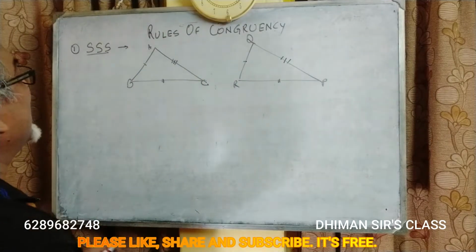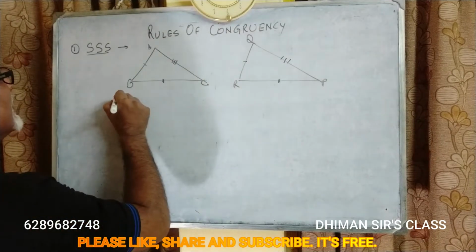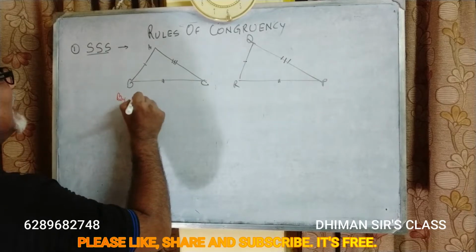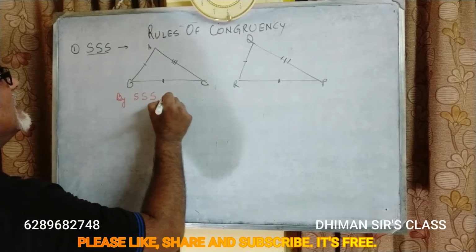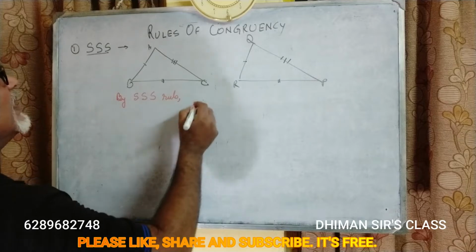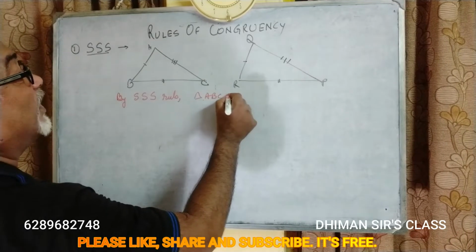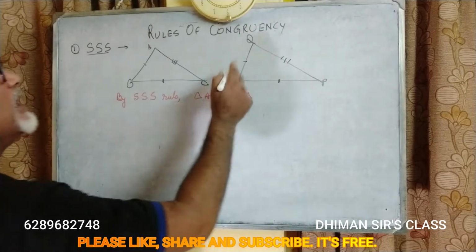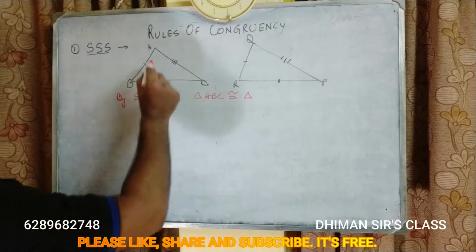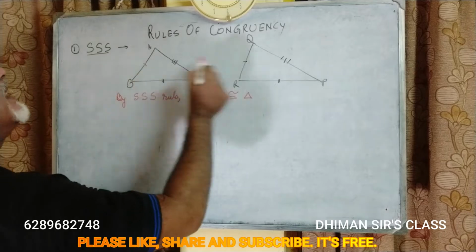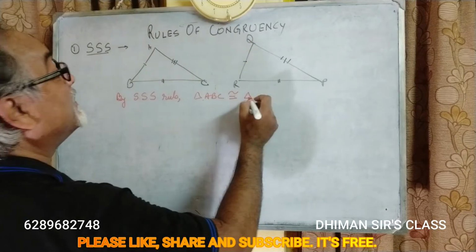So here you will write, by side rule, triangle ABC is congruent to triangle PQR. No, again you see ABC from this side: QRP.